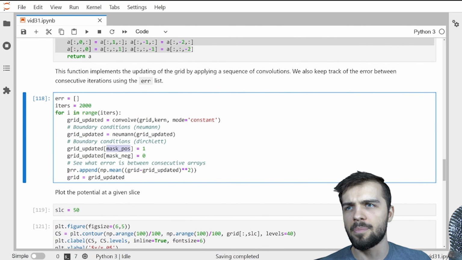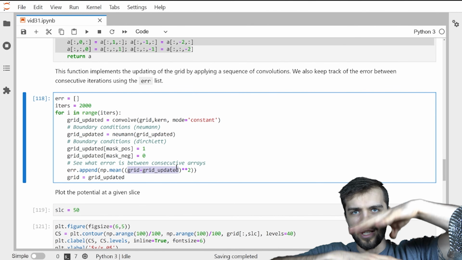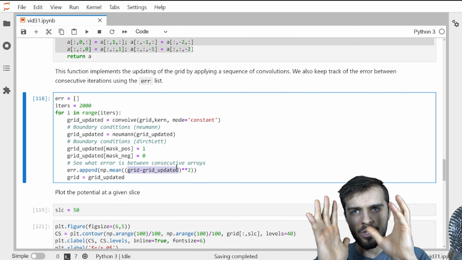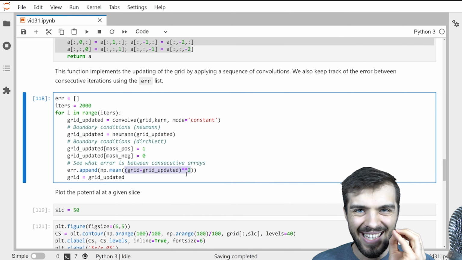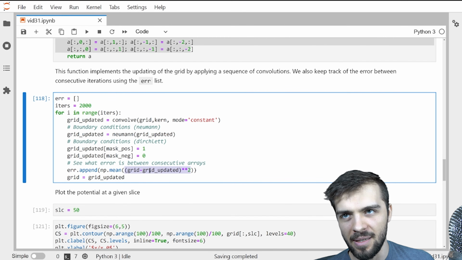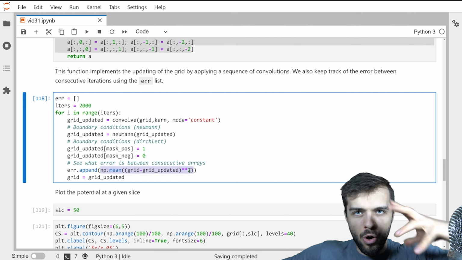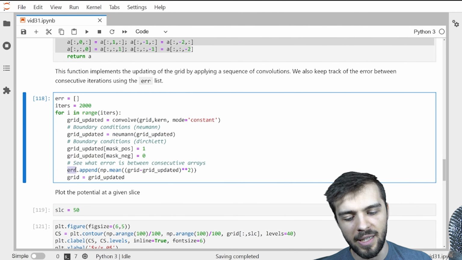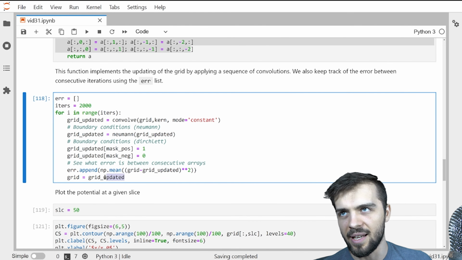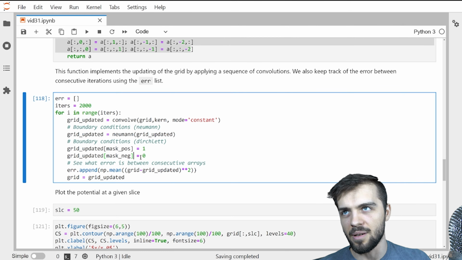Then I append something to my error array. So I take my grid minus my grid updated and square it. So that takes the square of all the voxels, the difference between them. So this is a 3D array, the squared. And I take the mean difference between them. So this is the mean thing. So mean squared error here of all the different voxels in the array. And I append this to my error. So the error is really the mean squared error here. And then I finish my iteration and my grid becomes my updated grid. And then I go on to the next iteration. That's a pretty common thing.